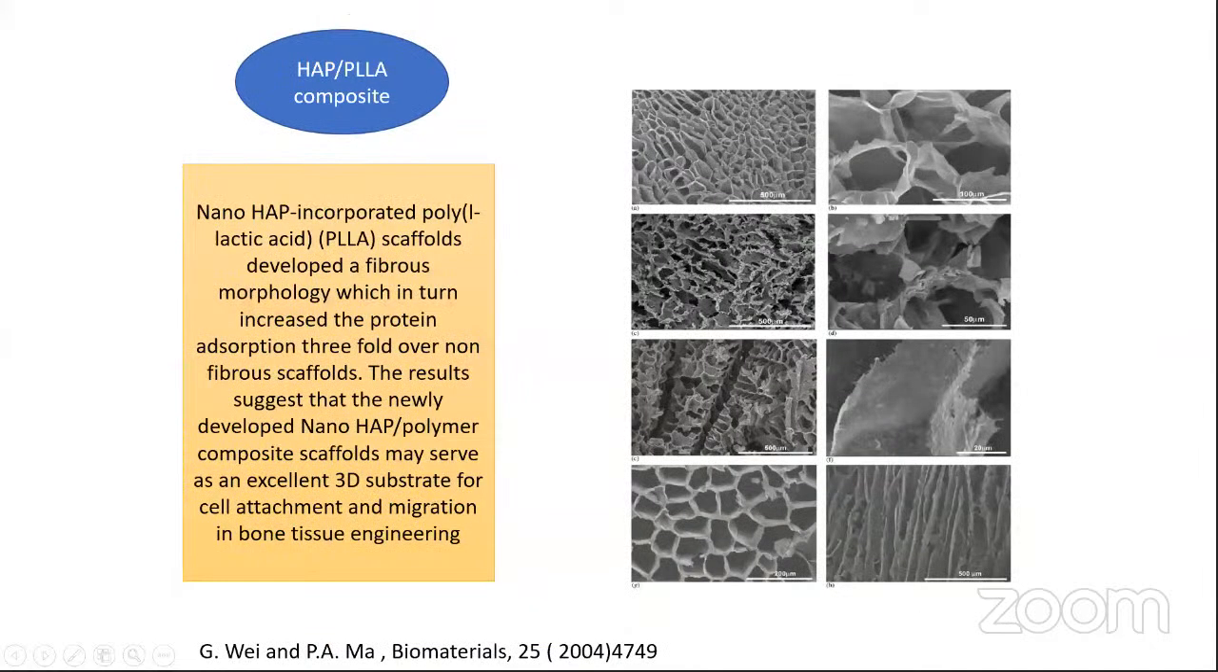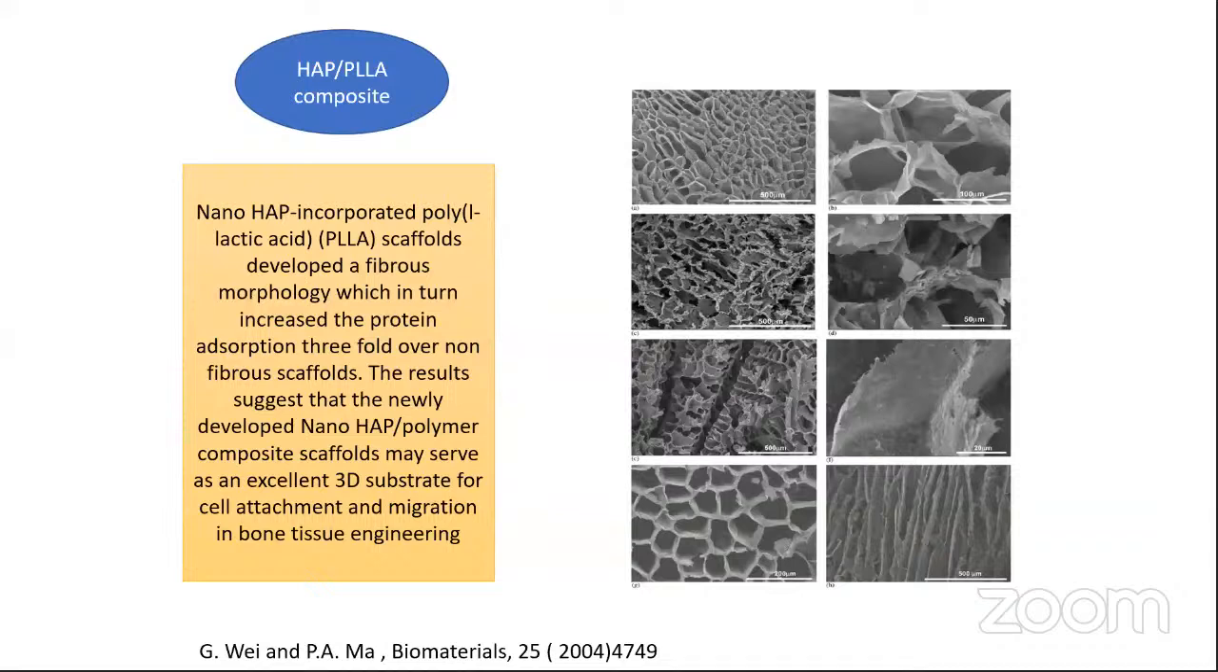Now, the hydroxyapatite PLLA composite: nanohydroxyapatite incorporated in poly L-lactic acid, abbreviated as PLLA scaffolds, develops a fibrous morphology, which in turn increases the protein absorption threefold over non-fibrous scaffold. So it is making it a more porous structure, and that increases the protein absorption.